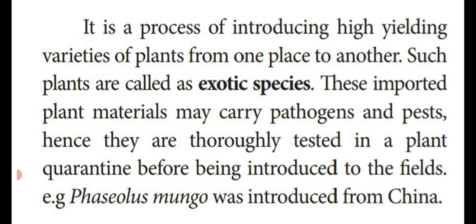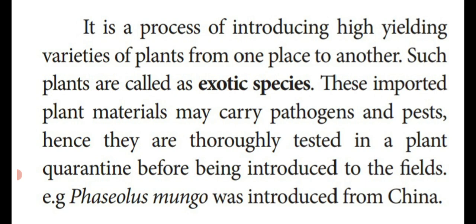What is the meaning of quarantine? We all know that one. A person should be kept in a separate room for a few days or few months. That isolation is known as, what is that one? Quarantine. Likewise, the plants with the pathogen or pest should be placed in the quarantine region before being introduced into the agriculture field.